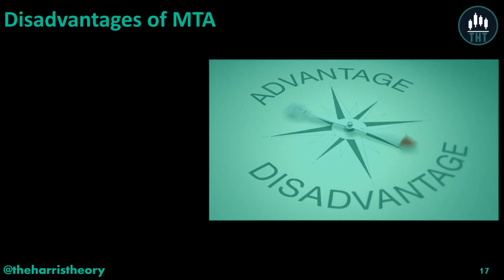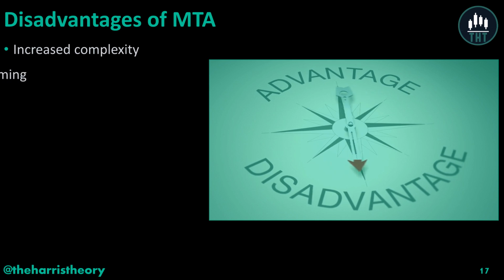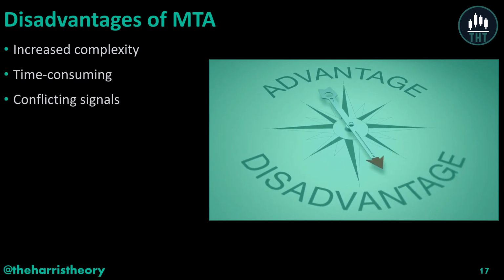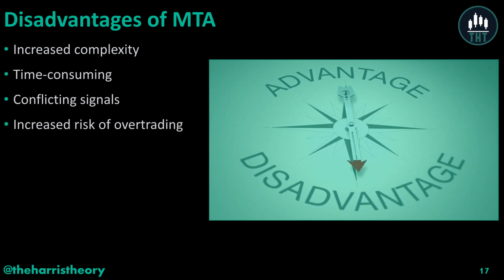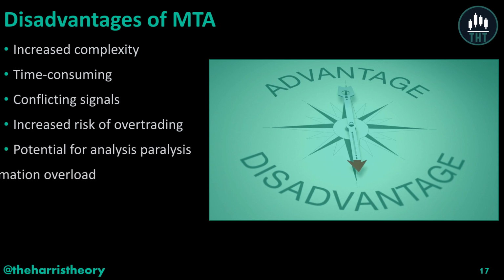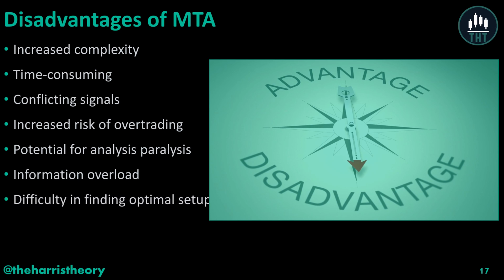Disadvantages of MTA: increased complexity, time consuming, conflicting signals, increased risk of overtrading, potential for analysis paralysis, information overload, difficulty in finding optimal setups, market noise. It's important to recognize that there are a number of disadvantages, and for a new and beginner trader, multiple timeframe analysis can be quite complex. So take your time, don't rush anything. The markets are going nowhere.